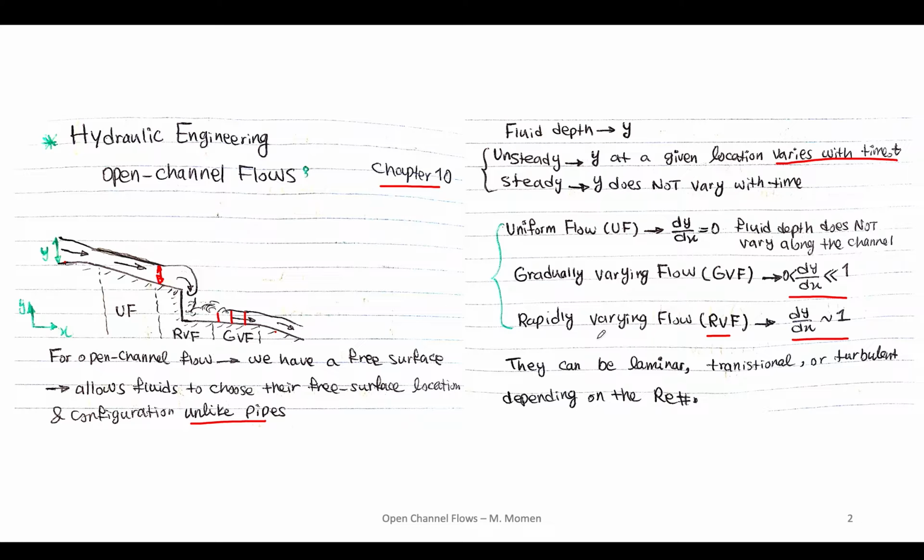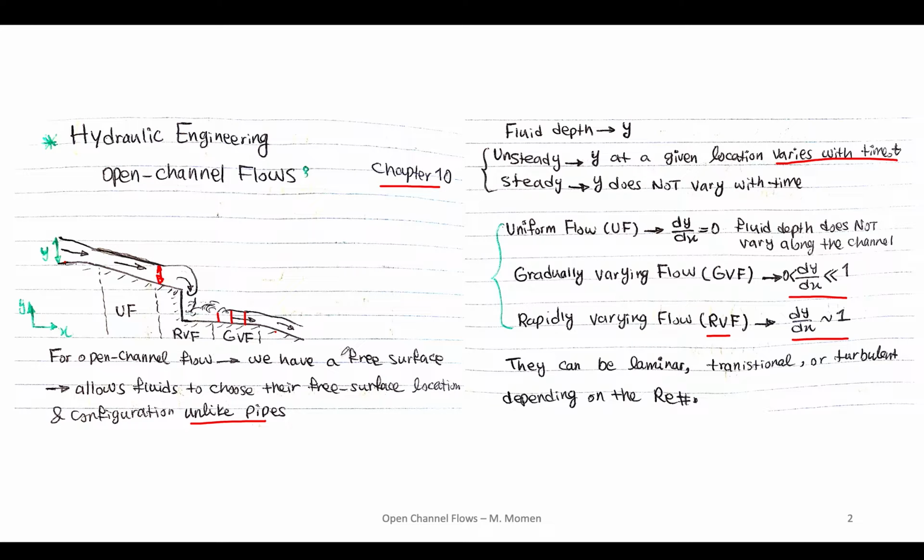So this is what we call rapidly varying flows. And I show these three definitions as an example in this figure here, where we have this rapidly varying flow, gradually varying flow, and a uniform flow.